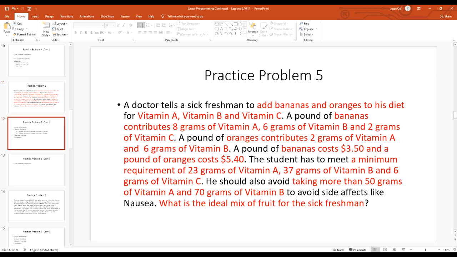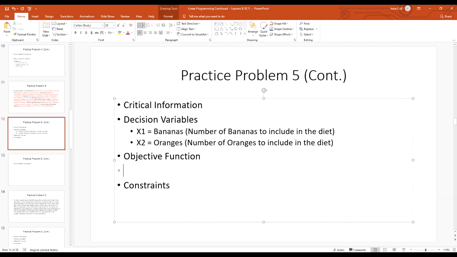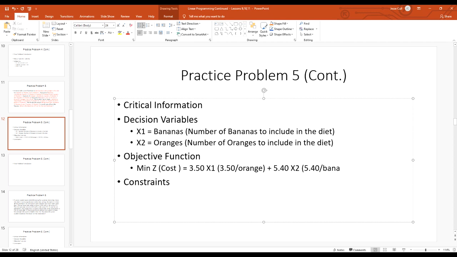So let's go ahead and do our objective function now. We see here we're going to minimize z as we discussed because we're trying to minimize our cost. And that's equal to 3.50 x1, that's $3.50 per banana, plus 5.40 x2, and that's $5.40 per orange.